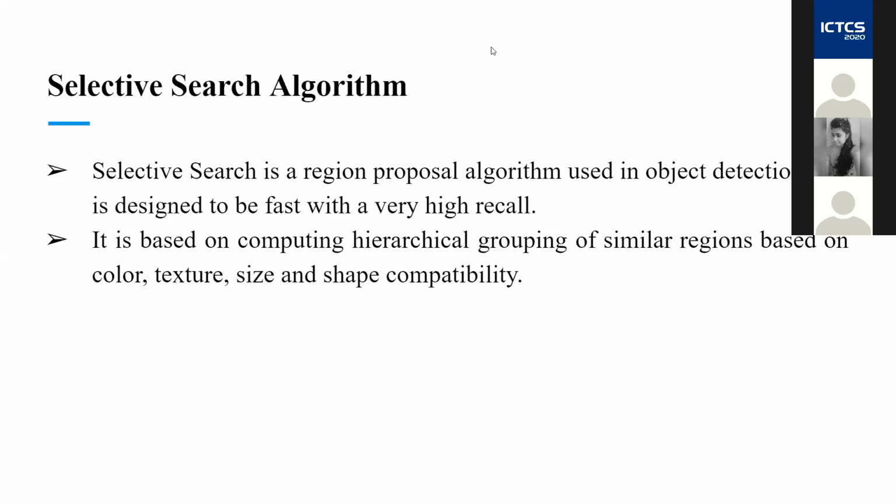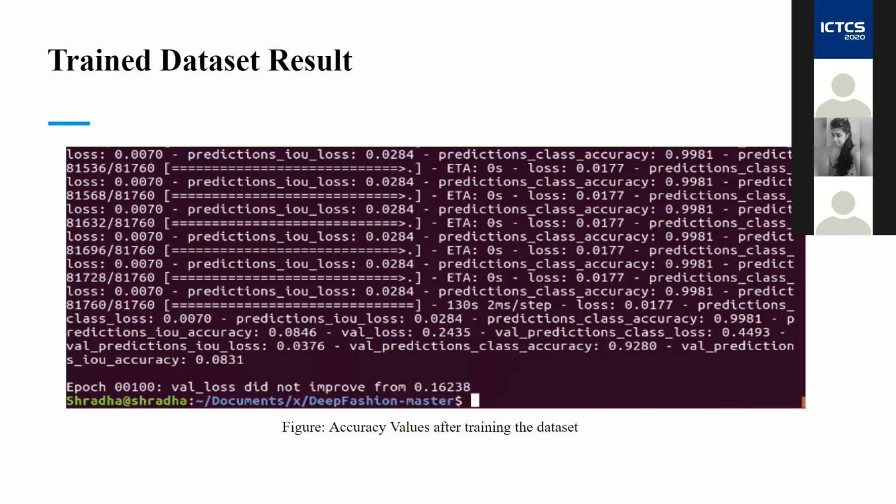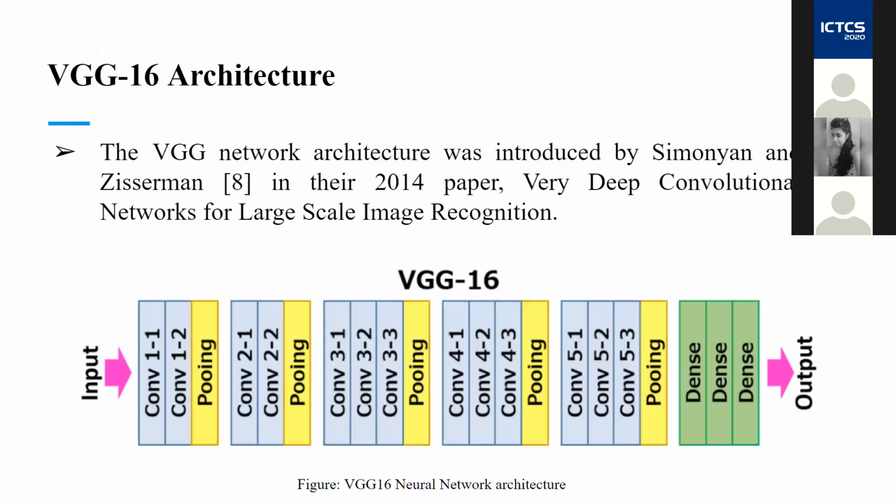Okay. This is the dataset model. After the training, I got this prediction class accuracy, and almost 99% accuracy over the training of the dataset. And this is the VGG architecture that I have followed.